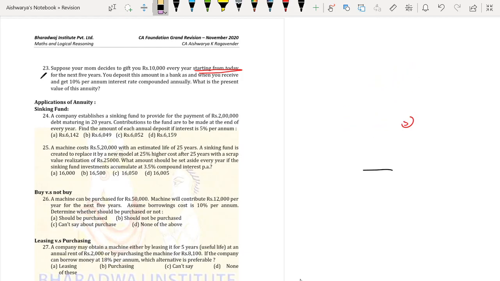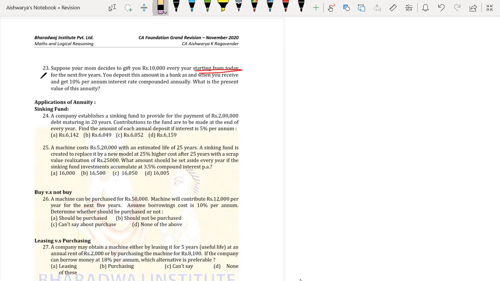Okay. So what I've told here is, starting from today means every installment is happening at the beginning of the period. So your mom gave you 5 installments at the beginning of every year. So what she gave you at the beginning of the 5th year is actually equivalent to end of the 4th year. So she's given you 4 end of the year payments. That is 1, 2, 3, 4. End of first year, end of second year, end of third year, end of fourth year.